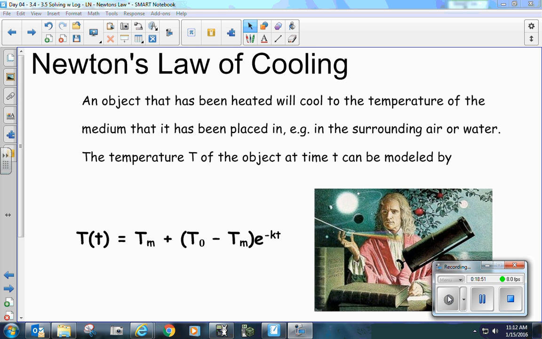Newton, among a couple other people, was responsible for creating calculus, and he also came up with this. An object that has been heated will cool to the temperature of the medium or environment it has been placed in, which is the surrounding air or water. An environment doesn't have to be a room with air, it can be underwater or whatever. The temperature T of that object at any time little t can be modeled by Newton's law of cooling.